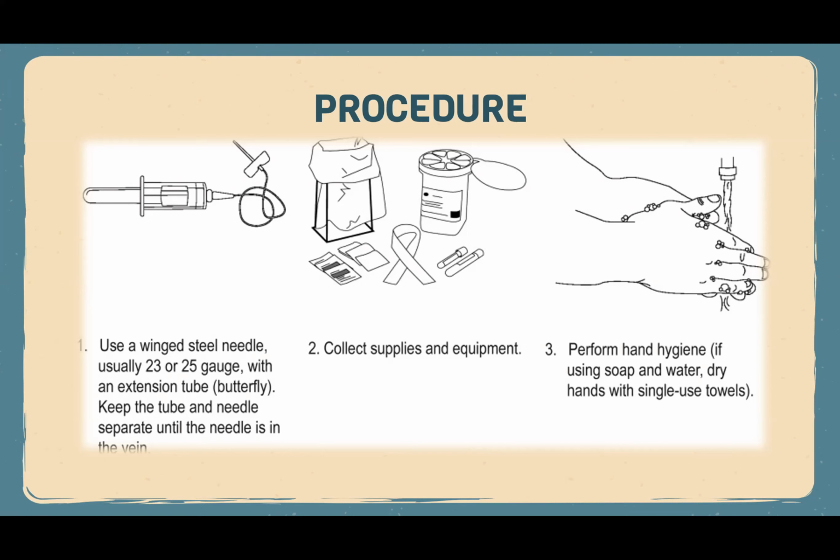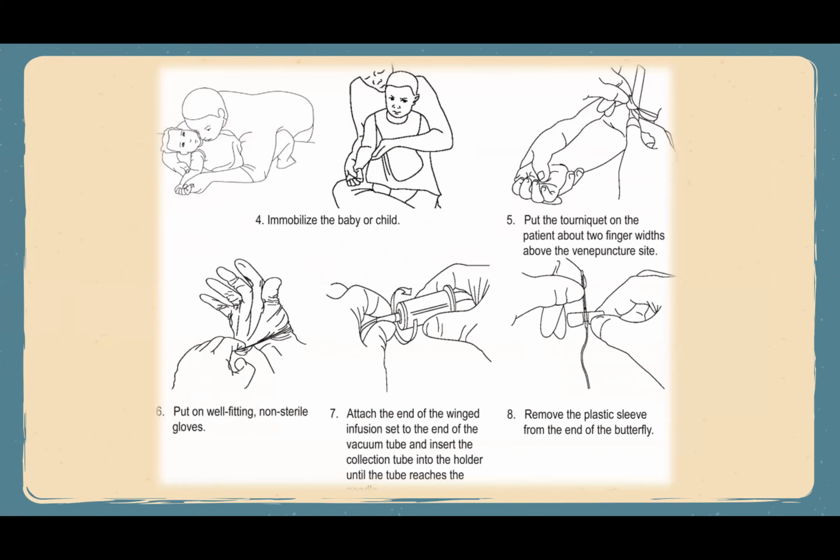And of course, we need to perform hand hygiene before we do the procedure. So if there is a presence of the parents or the guardians of the child, we can ask the guardian if they are willing to help immobilize the baby or the child. But if the parents or the guardian are not willing to help, we can ask for assistance. And so next, we need to put the tourniquet on the patient about 2 finger widths above the venipuncture site.